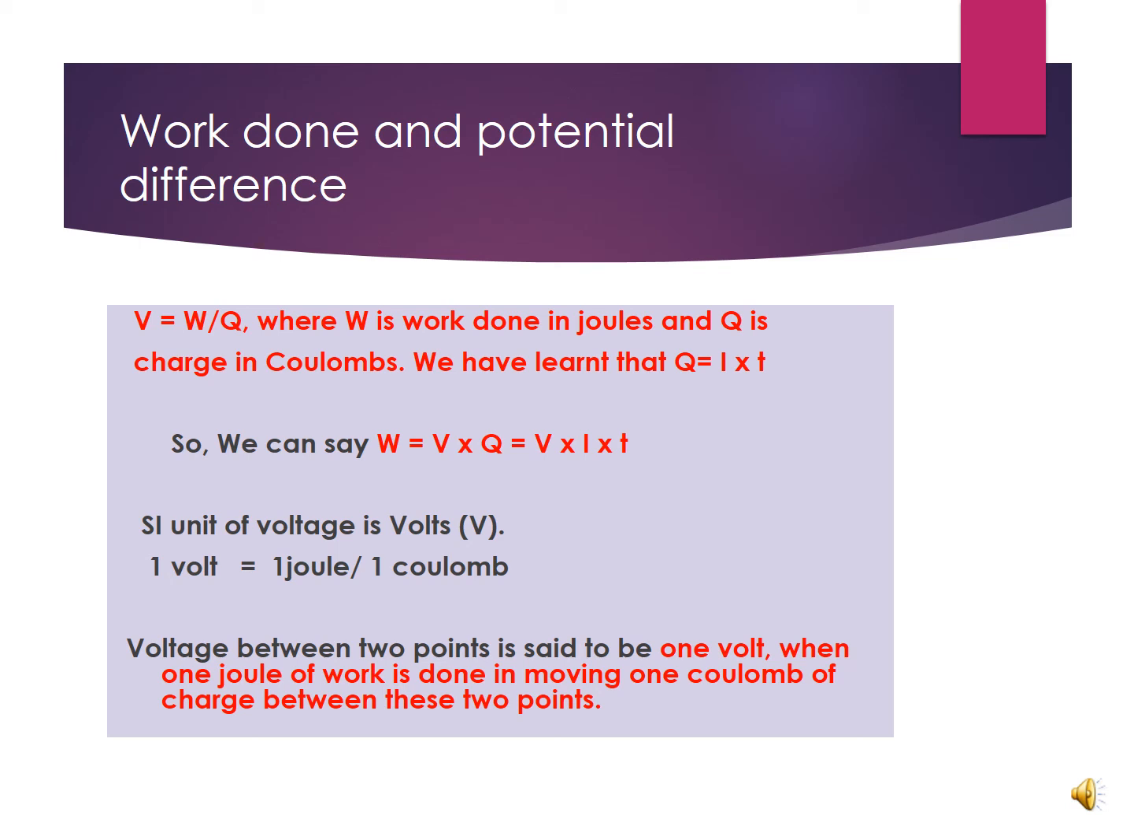SI unit of voltage is volts. Already I told you potential difference SI unit is volt. 1 volt can be defined as 1 joule by 1 coulomb. 1 volt can be defined as when 1 joule of work is done in moving 1 coulomb of charge between these 2 points.